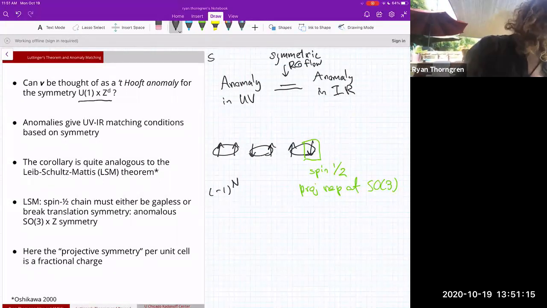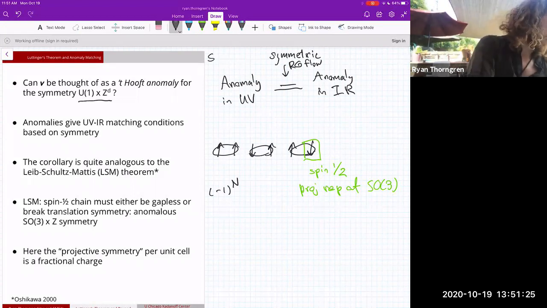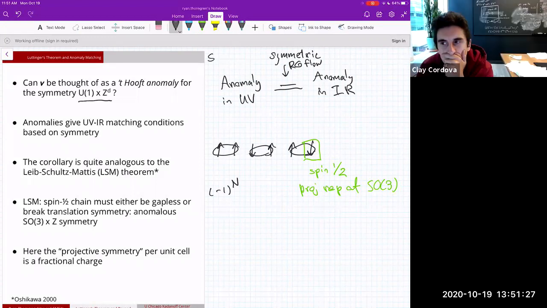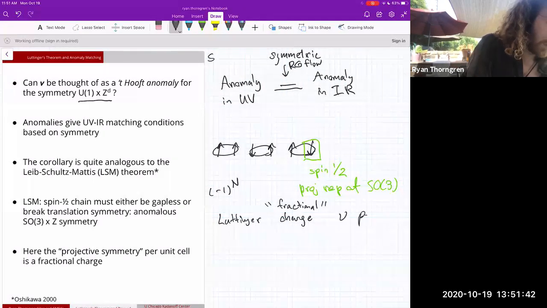But this reminds me that the intuitive relationship between Luttinger and the Lieb-Schultz-Mattis theorem is that instead of having something like a spin 1/2 per unit cell, in Luttinger we have sort of a fractional charge nu per unit cell.